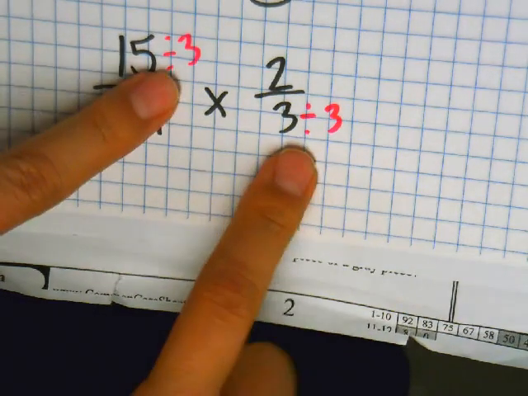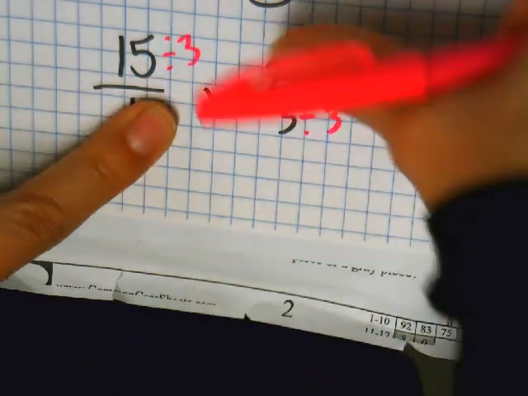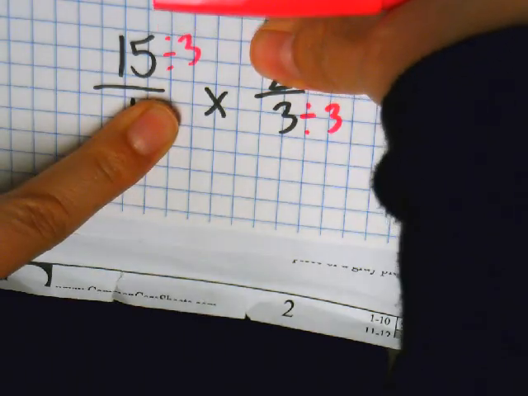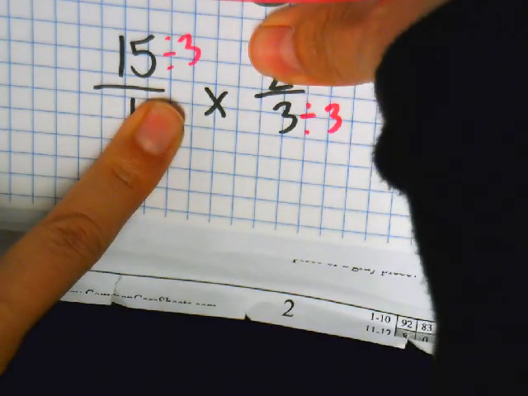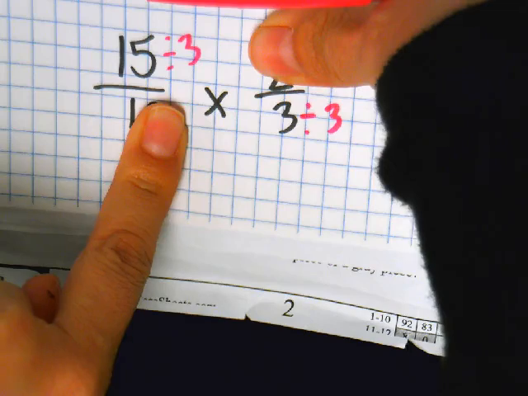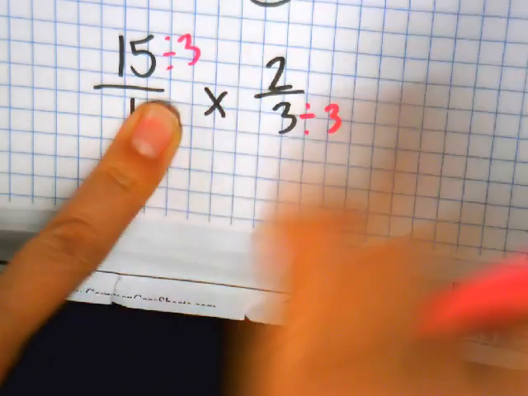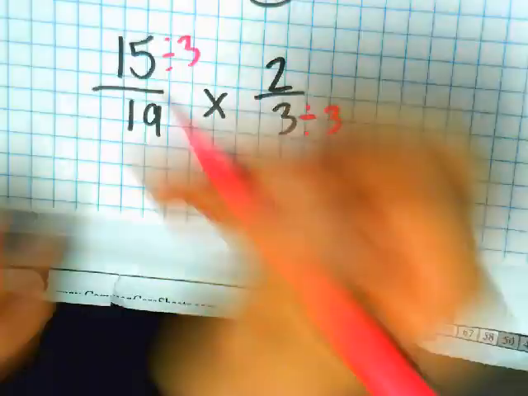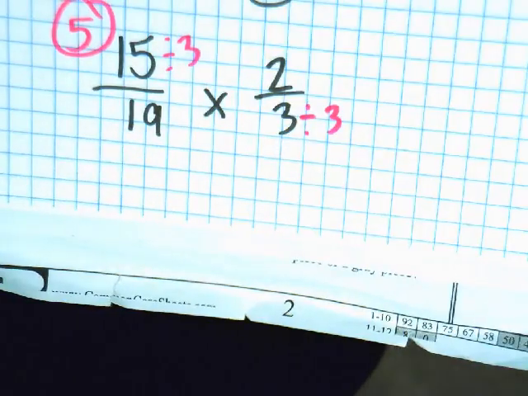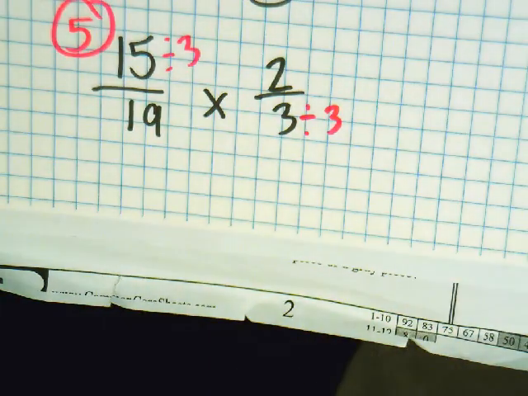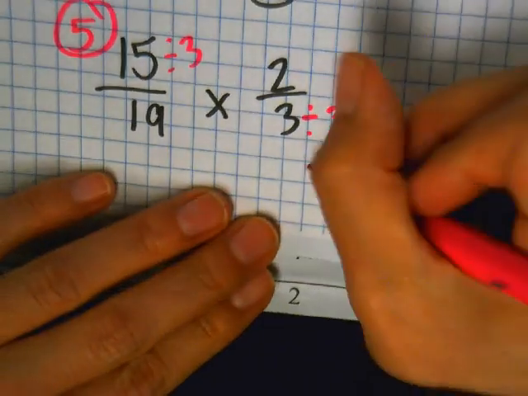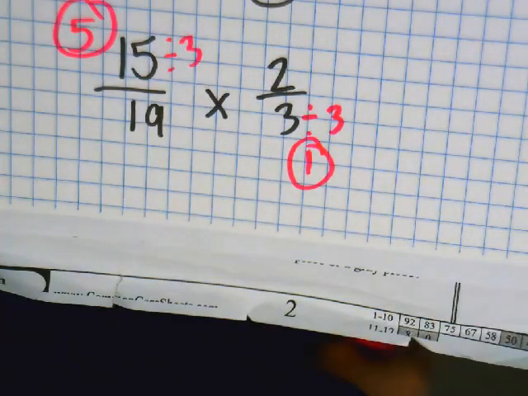This is called simplifying. You have to use the same number. If you simplify before, you actually create an easier problem. Believe it or not, it becomes easier. What's 15 divided by 3? 5. Circle it. What's 3 divided by 3? 1. Circle it. Okay.